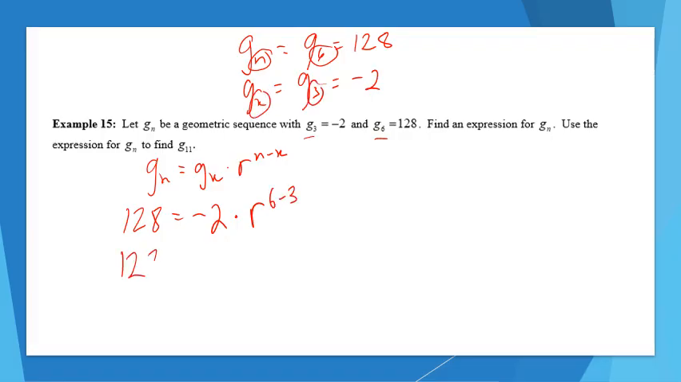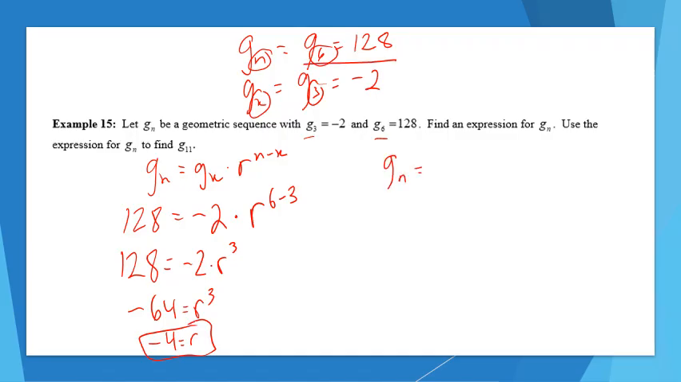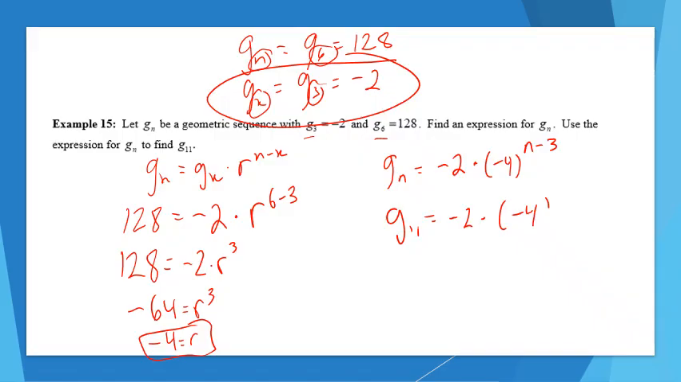This should be 128 equals -2 times r cubed. Divide both sides by -2. You should get -64 equals r cubed, and then -4 to be equal to r. So now that we have our common ratio, g of n equals, and then we can reuse the g of k here. So -2 times -4 to the power of n minus, and then k here was 3. And to find g of 11, this should be -2 times -4 to the power of 11 minus 3.